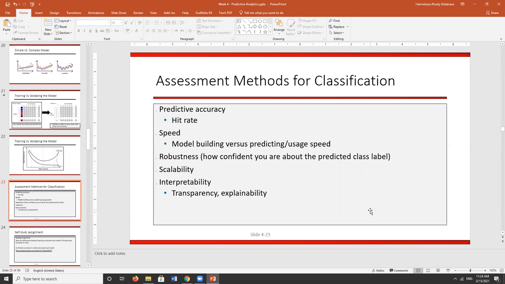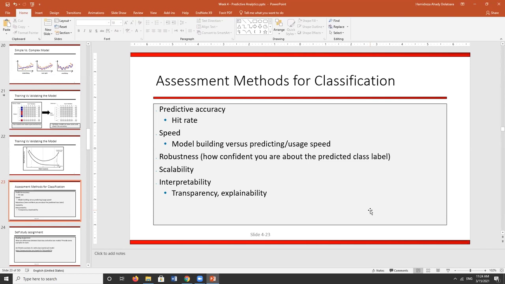Another thing is scalability. It's kind of similar to speed. How good is your model when you scale your data much more than the small sample that you have? Like maybe one time you look at the Worcester area and try to do some market prediction, versus you look at the United States. So is your model scalable enough for such a case?